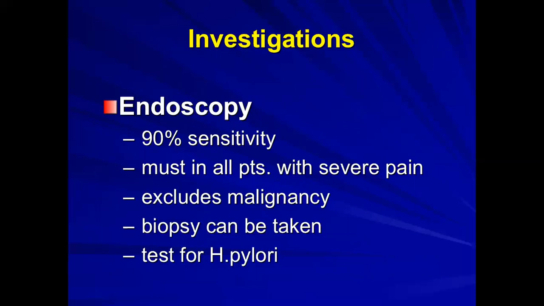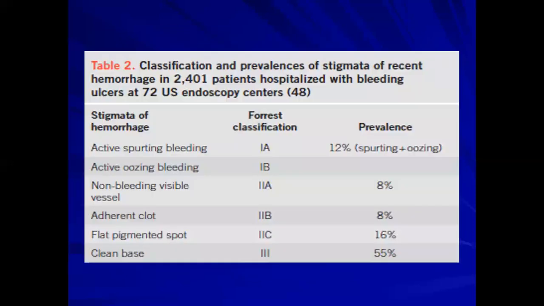Investigations: endoscopy has 90% sensitivity and must be done in all patients with severe pain. You have to exclude malignancy in your patient if they have recurrent symptoms or are more than 50 years of age, or if they have red flag signs like weight loss, hematemesis, hematochezia, or stool occult blood positive. So you have to rule out malignancy through endoscopy. Biopsy can be taken, and we usually take biopsies for H. pylori, which is the gold standard.